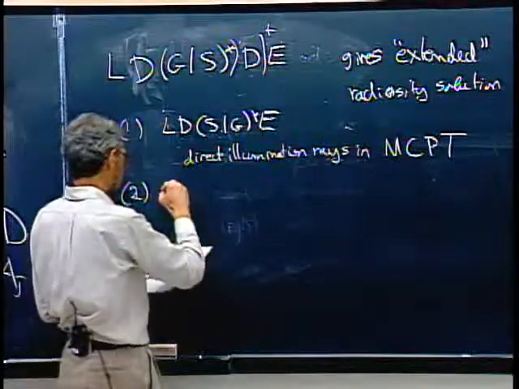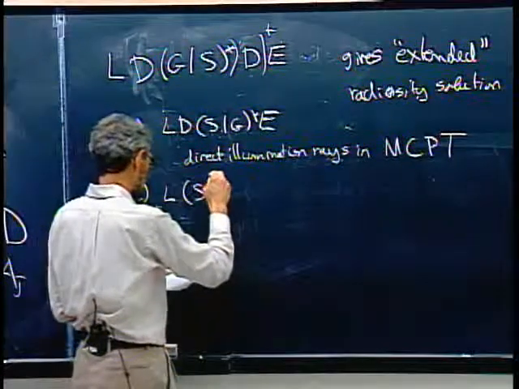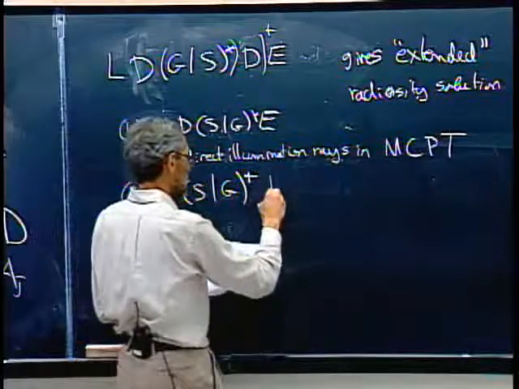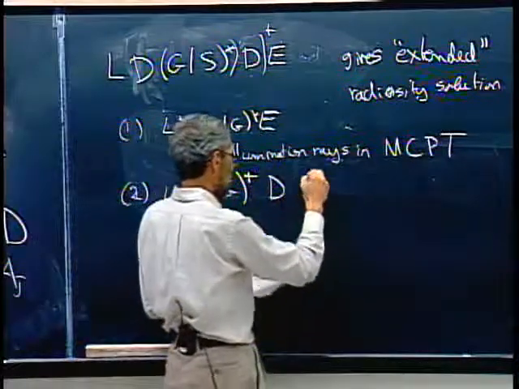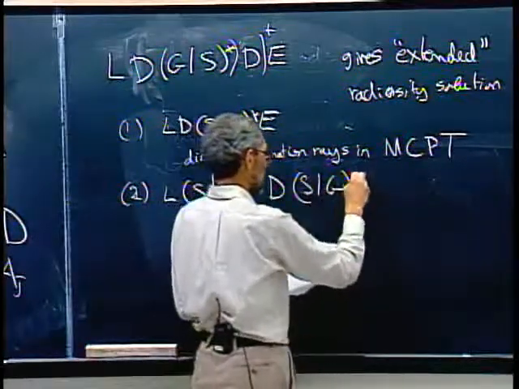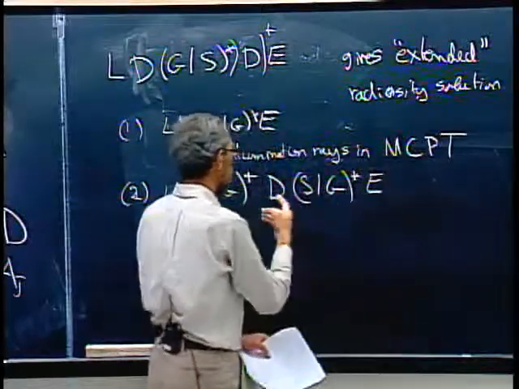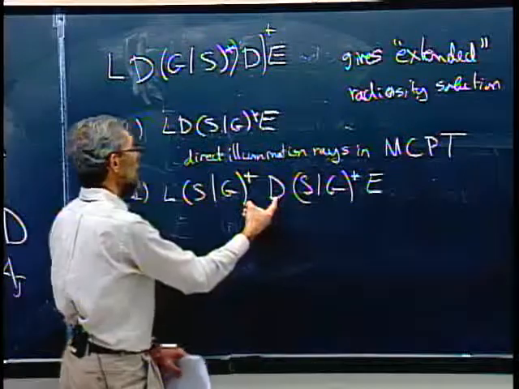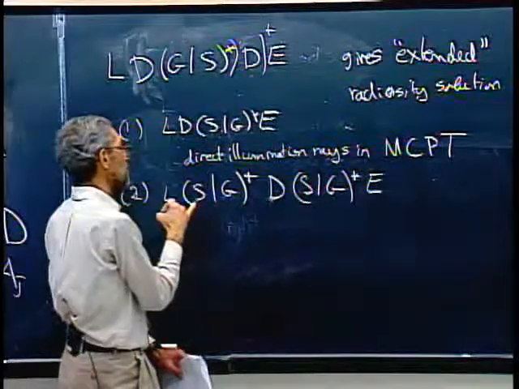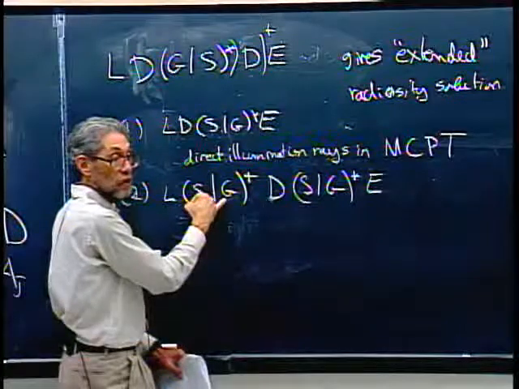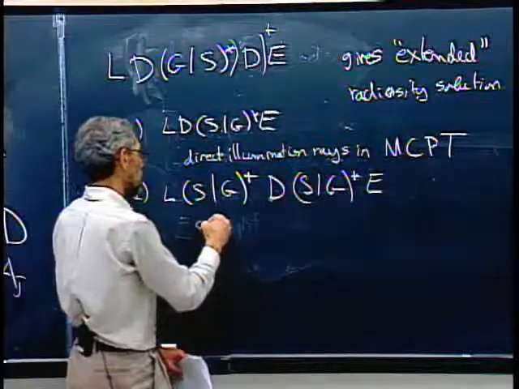And now we'll have L, S, or G plus D, S, or G plus star E. That means either directly or through mirrors you're seeing a diffuse surface, and that diffuse surface has been illuminated by specular or glossy paths from the light source. So for this you need a caustic map.